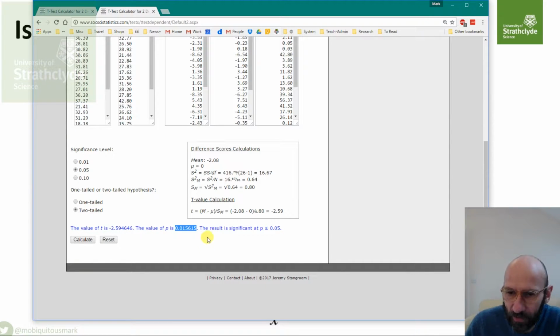This is basically saying that the probability that they're the same is 0.015, or a 1.5% chance that they're the same. Because that's less than our predetermined significance level of 0.05, we can claim there is a difference here. So there actually is a statistical difference. The chances of the data being the same are so small, at only 1.5%, that we're willing to make the statement that these are different.